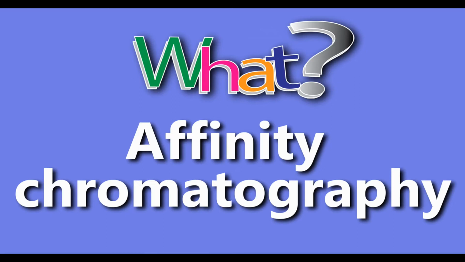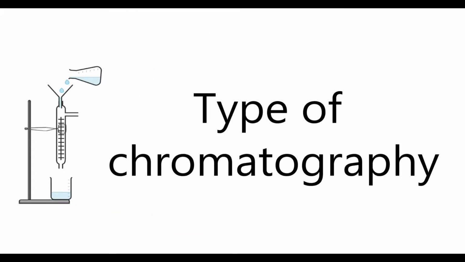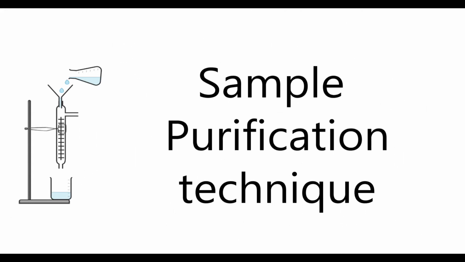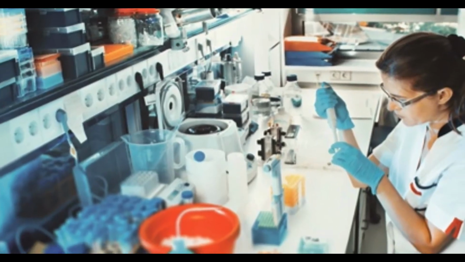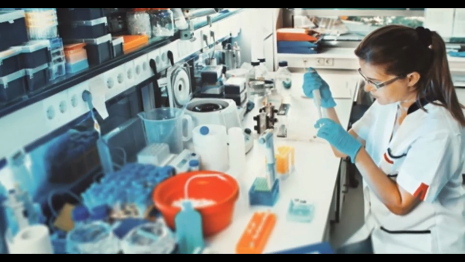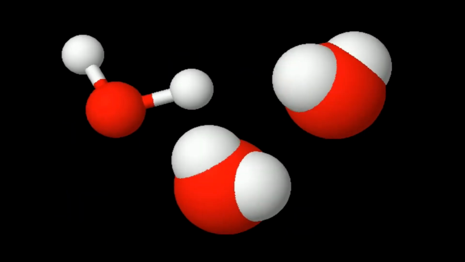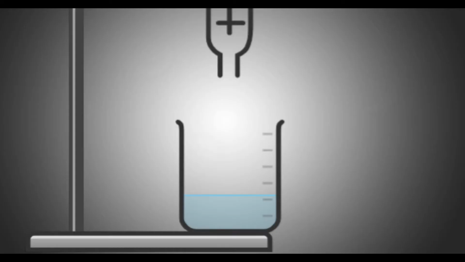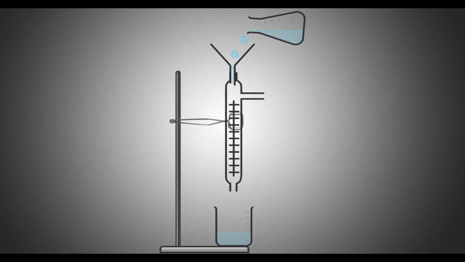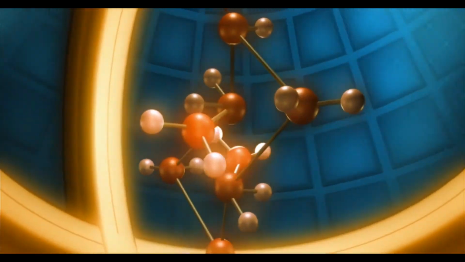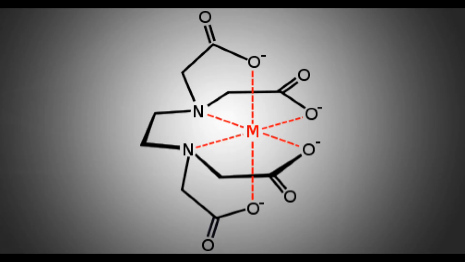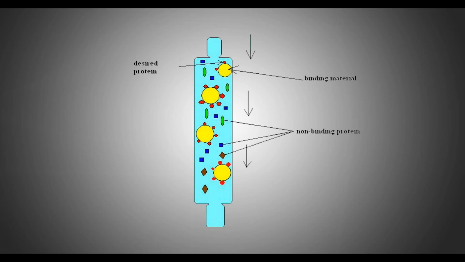First, what is affinity chromatography? Affinity chromatography is a type of chromatography which is a separation technique. It is also called a sample purification technique. This technique is basically used for biological molecules, for example various proteins. By means of specific interactions of molecules, this method separates our desired molecules from the mixture. This specific interaction is done with the component known as a ligand. In this technique, the ligand is immobilized on a support.